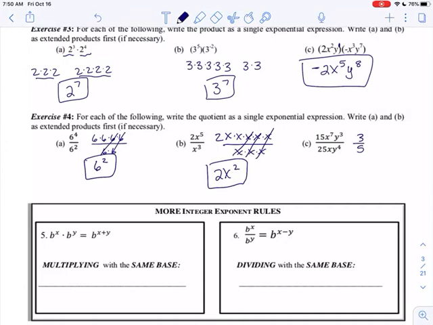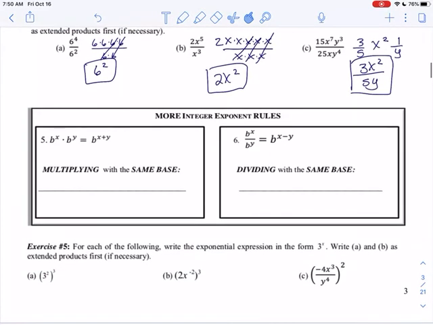So same thing here, I got 15 over 25. I'm just going to reduce that to 3/5. I have 7 x's on top, I have 1 x on the bottom, so that's going to be 6 x's. And I have 3 y's on top and 1 y on the bottom, so I'm going to be left with 2 y's on top. So I'm going to write anything that's in the numerator, 3x squared, and anything that's in the denominator, 5y.